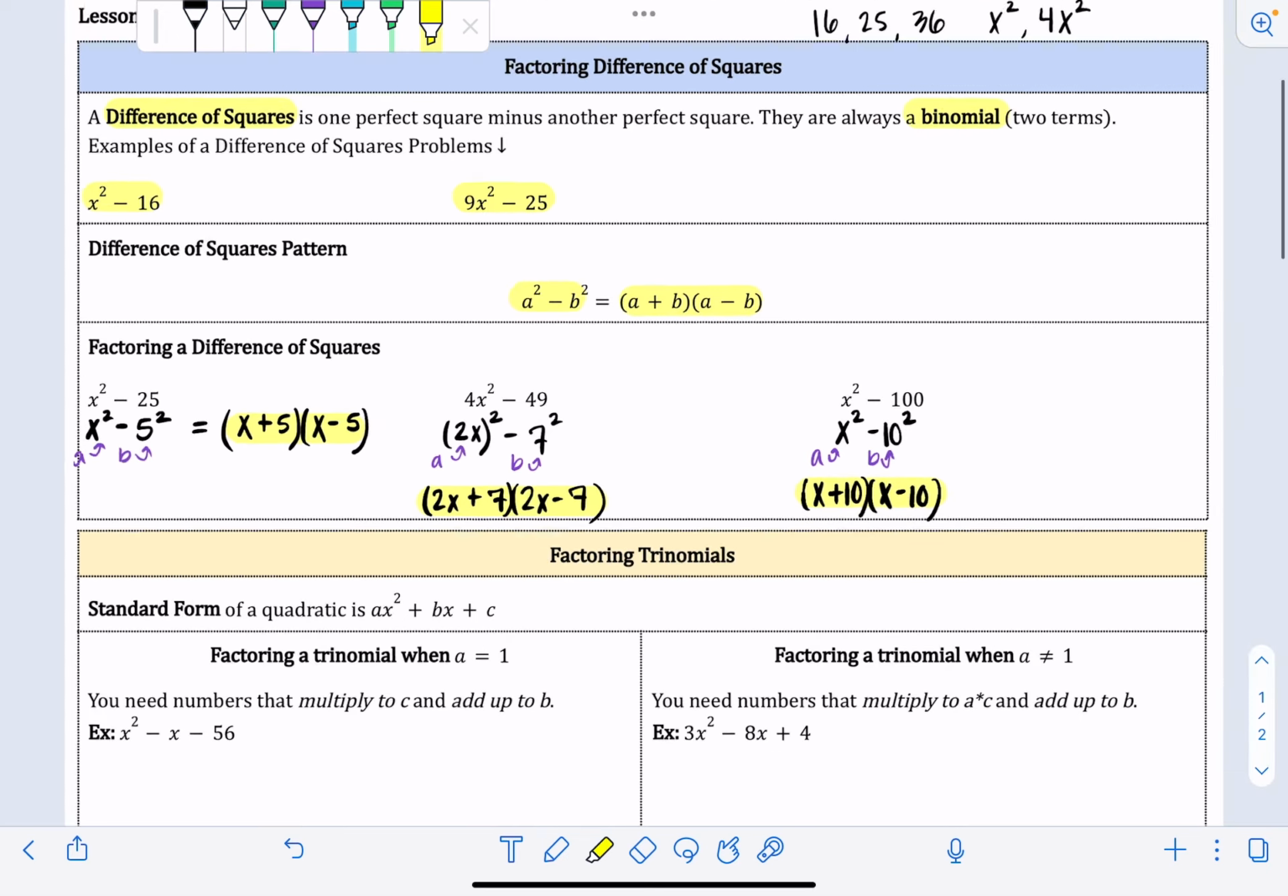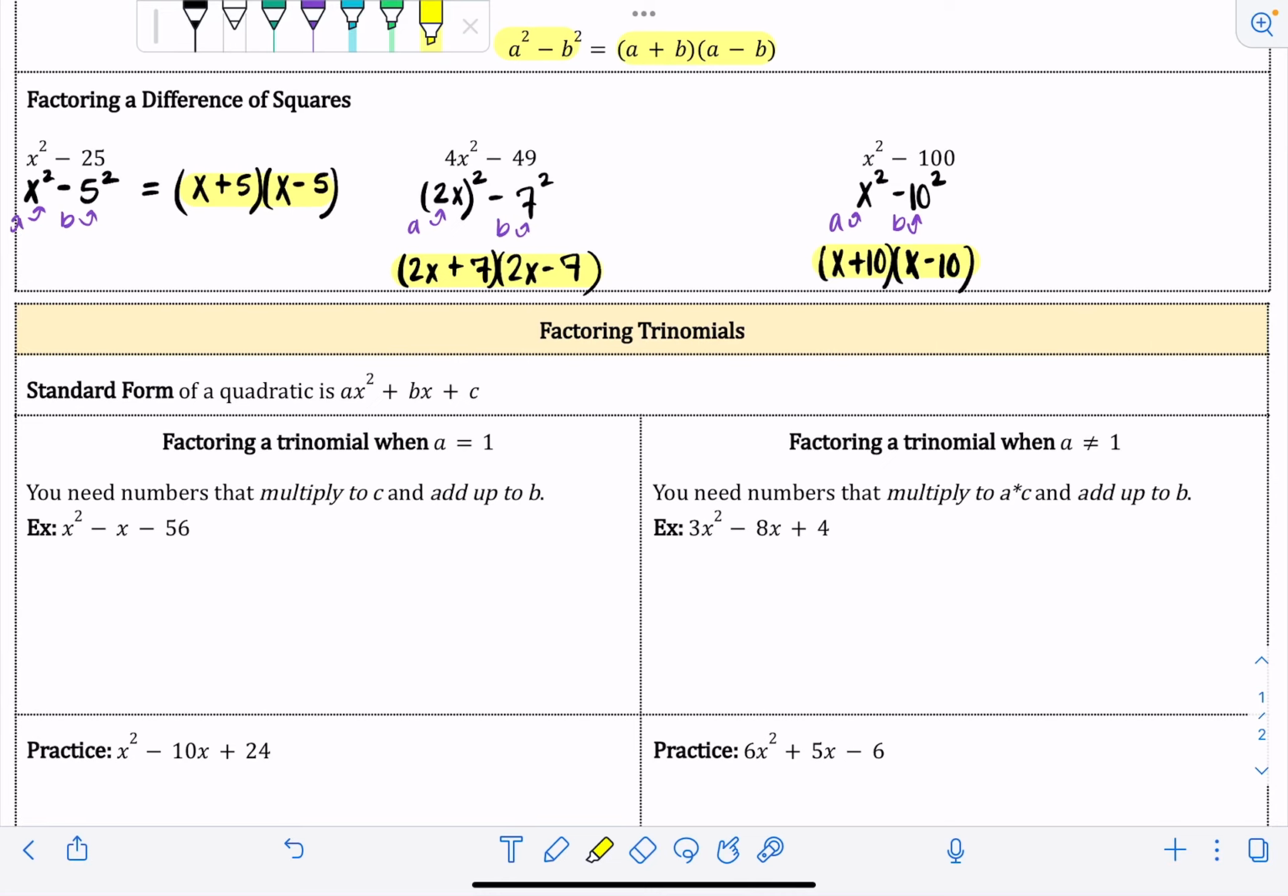Okay, so factoring trinomials. So just a reminder, the standard form of a quadratic is ax squared plus bx plus c. So I'm going to be saying a, b, and c a lot. So we just want to remember a is always the number that's in front of x squared, and b is always the number that's in front of x.